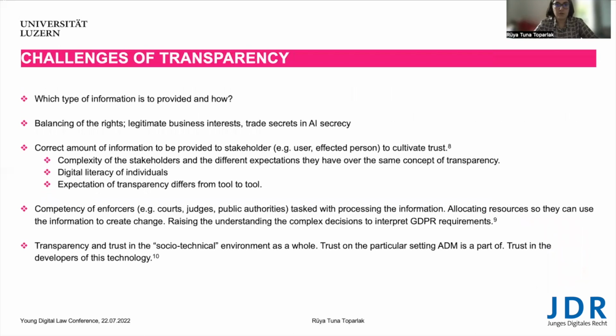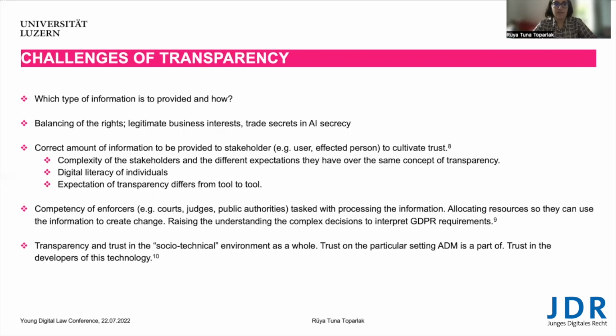So for the challenges of transparency, first point, which type of information is to be provided and how, I already talked about that. Second, we come to balancing of rights, legitimate business interest, and trade secrets and AI secrecy. And here I should mention that even though an algorithm is protected under trade secrets, explaining decisions based on that algorithm does not necessarily need to encroach upon this secret. It depends on the scope of the explanation as well as who's checking it.